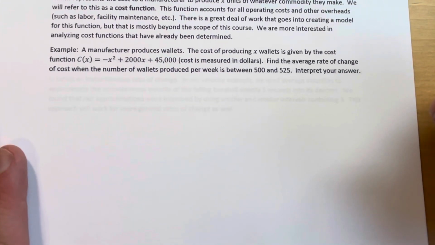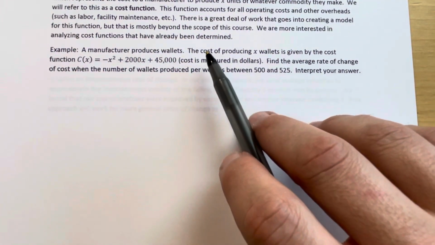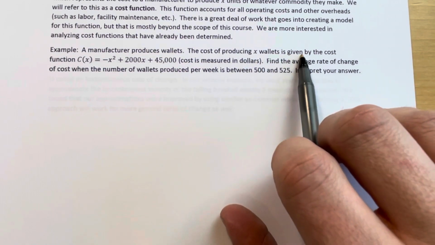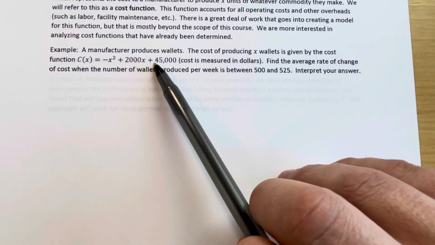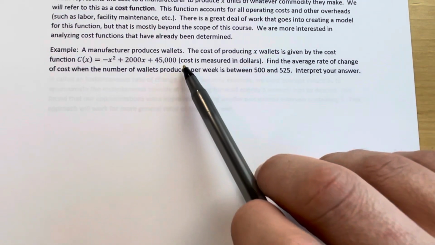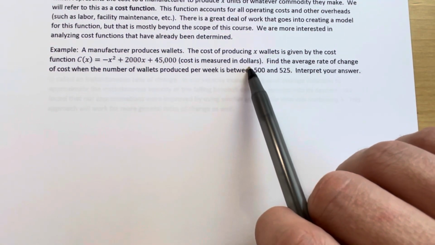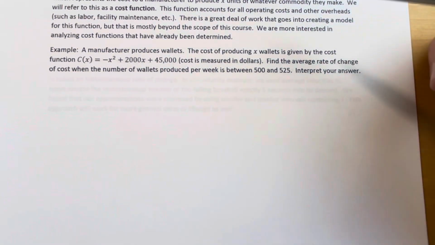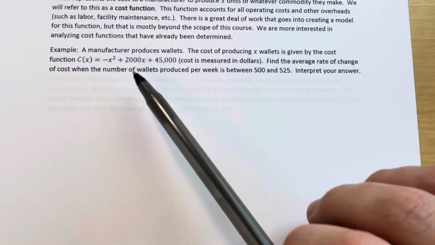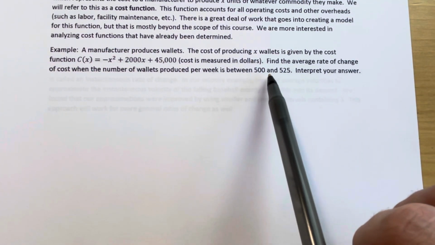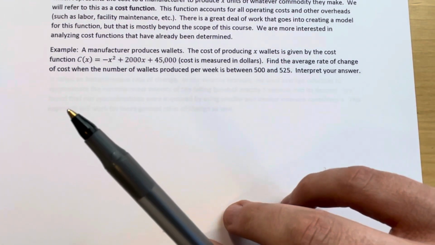Okay, so for this example, suppose that there's a manufacturer that produces wallets, and the cost of producing x wallets is given by this cost function: C of x equals negative x squared plus 2,000x plus 45,000. In pretty much all the examples we look at, cost is going to be measured in dollars as opposed to cents. What we want is the average rate of change of cost when the number of wallets produced per week is between 500 and 525. And then we also want to interpret that answer, okay?